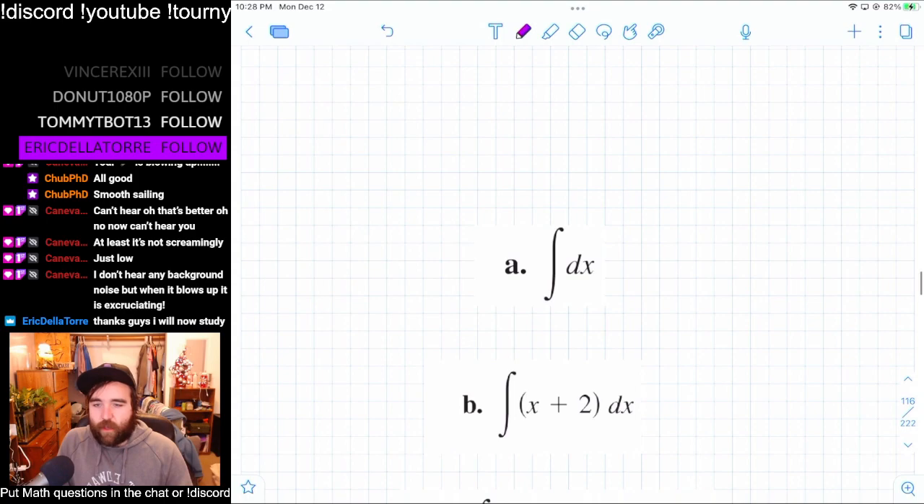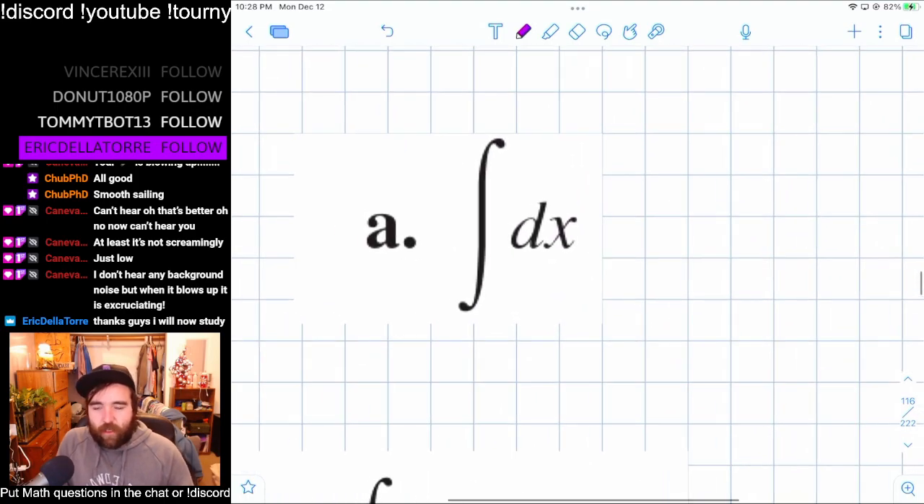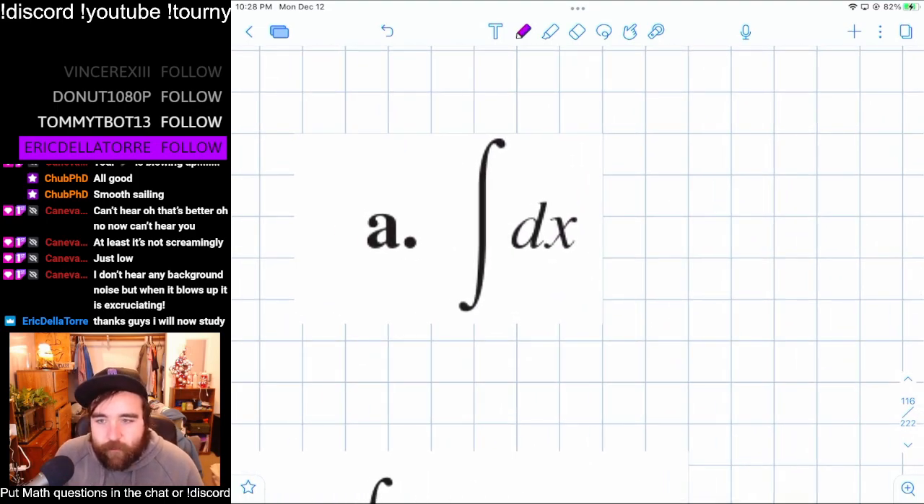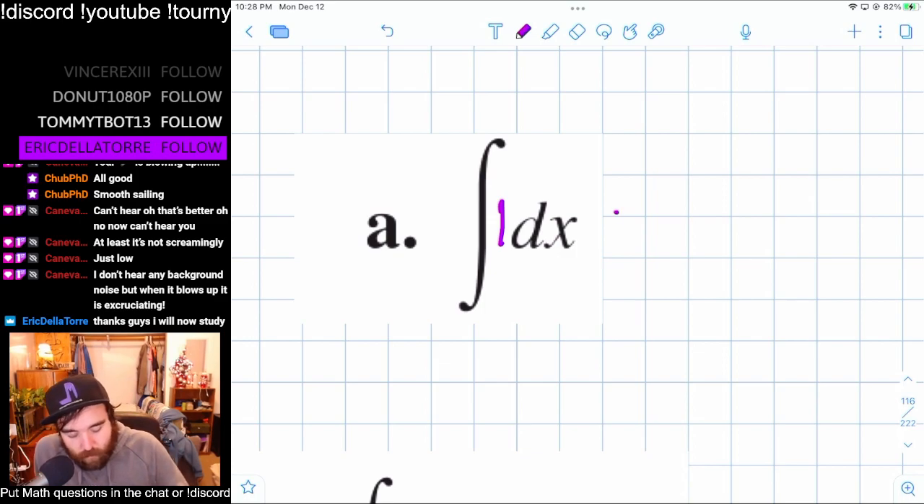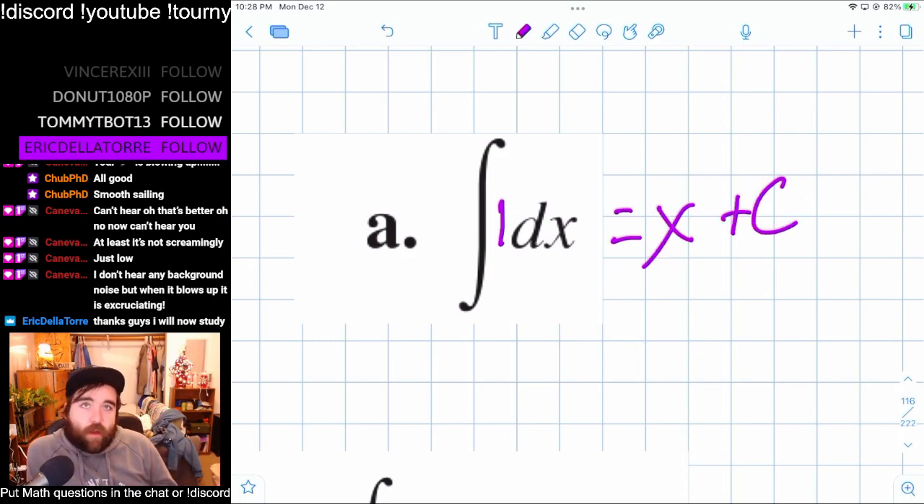All right, very nice. So we're doing a few more. Oh, that's wonky, isn't it? But remember, that just means there's a 1 there. And so we're saying, what function do you take the derivative of and get 1? Well, x. Just plain x, right? Take the derivative of x, you're just going to get 1. The derivative of y equals x is just 1. The slope of y equals x is just 1.